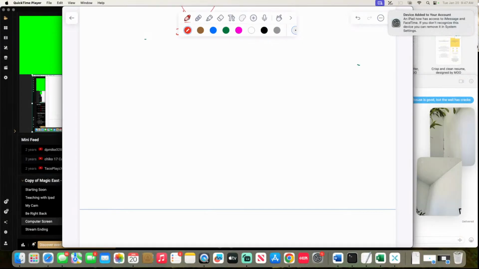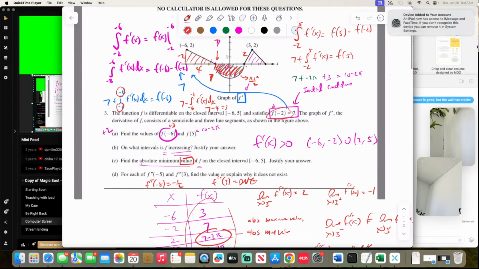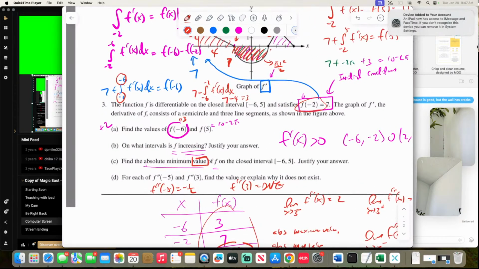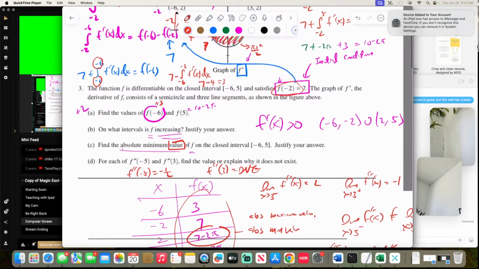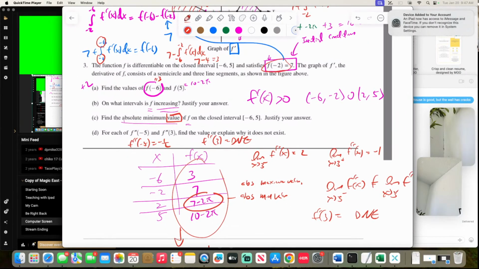Okay, so this is an FTC question. You should get 3, 10 minus 2 pi, -6 to -2, 2 to 5. Minimum value is 7 minus 2 pi. Justify your answer with the table. F double prime of -5 is going to be -1/2. F double prime of 3 does not exist.